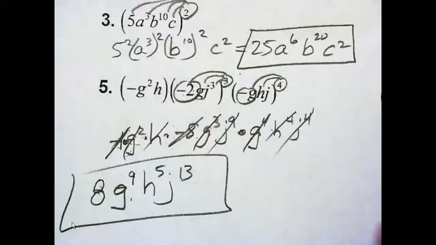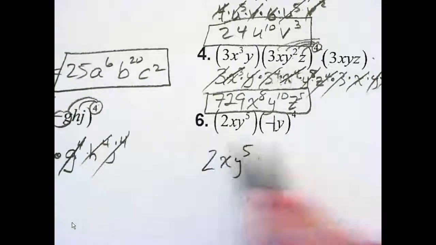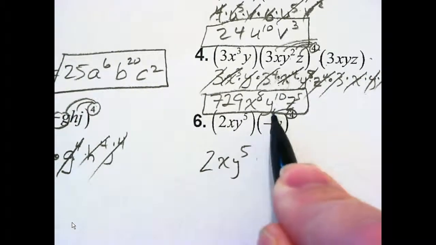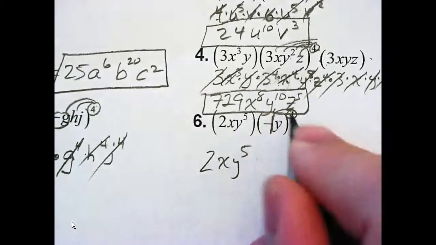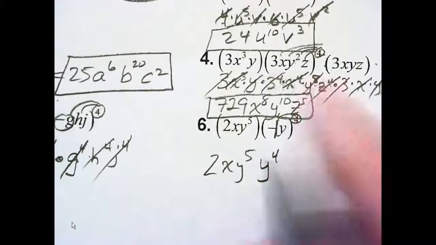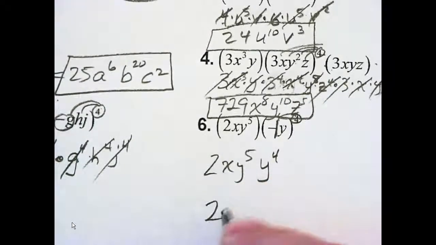Okay, good question. So here we have 2xy to the 5th. We have times y. Oh, you might want to go there. Oh, thank you. 2xy to the 5th. And we have this negative 1 here. I'm going to put it there. Raise that to the 4th. Negative to the even power is a positive. So that just becomes y to the 4th. And we get 2x, y to the 9th.